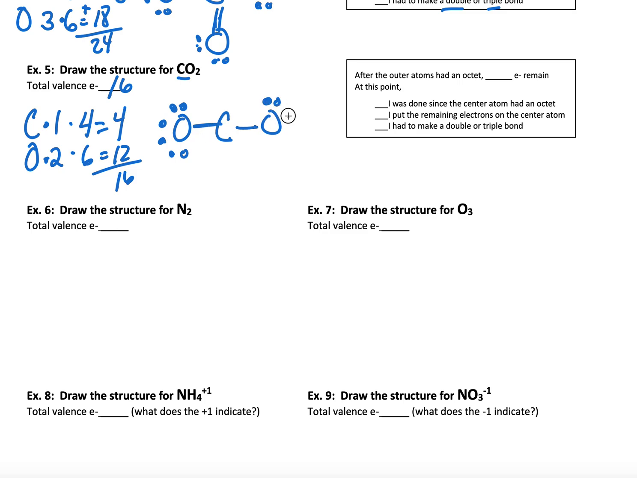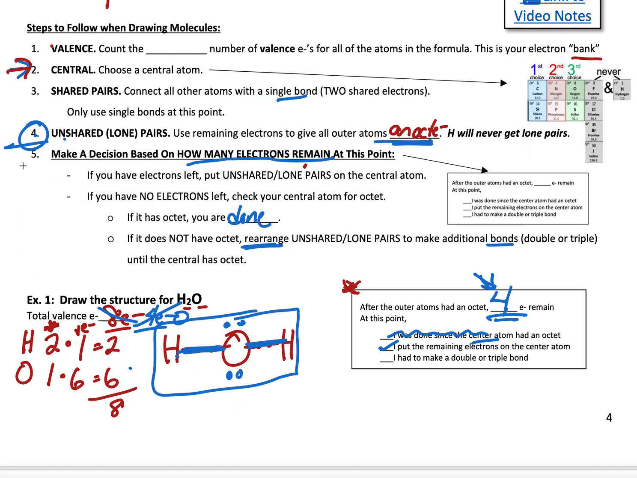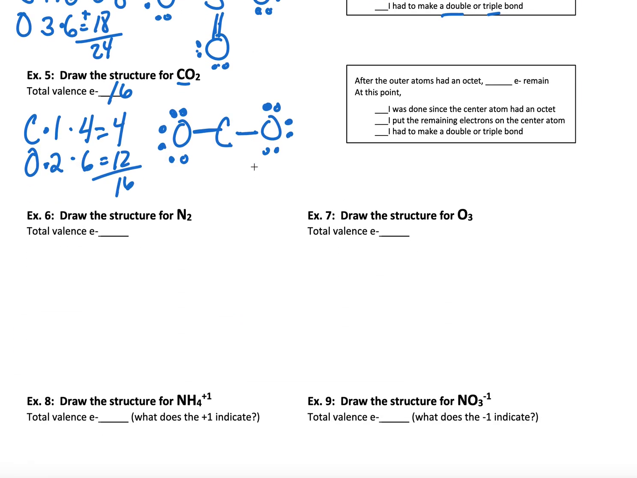This guy gets the same thing. 2, 4, 6 plus the ones in the bond, 8. I gave my outer guys an octet. You're not done though, because now you have to make a decision based on how many electrons remain. You have to know how many electrons remain. So it means add them up. 2, 4, 6, 8, 10, 12, 14, 16. We've got 16 already in our picture, and we started with 16. 16 minus 16 is 0. I have none left. So let's go through our checklist.